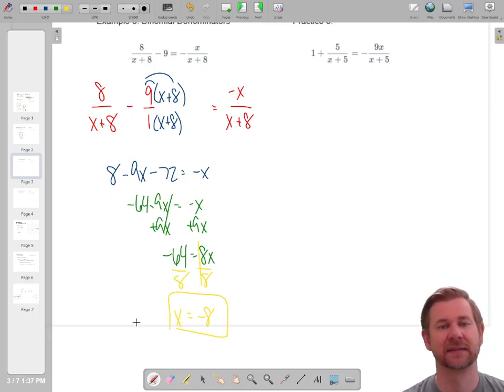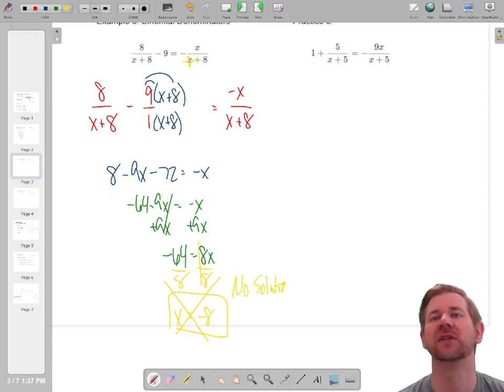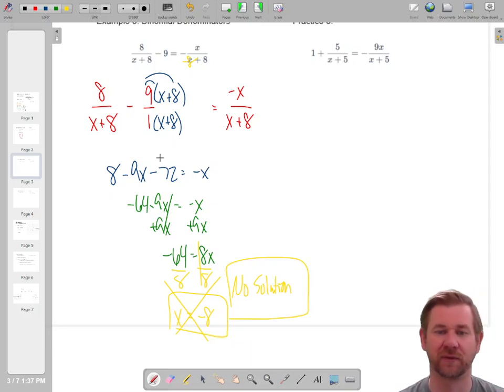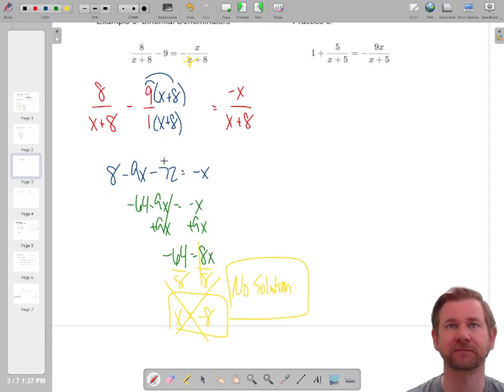Or does it? If you go back up top here and you plug in negative 8, you get a 0 in the denominator, which means this is an extraneous solution. There is no solution to this problem. The only solution that we found is considered extraneous. So be careful because that can happen. So a little fancier there in that problem, but nothing too terrible.